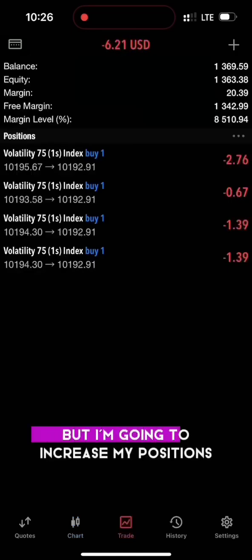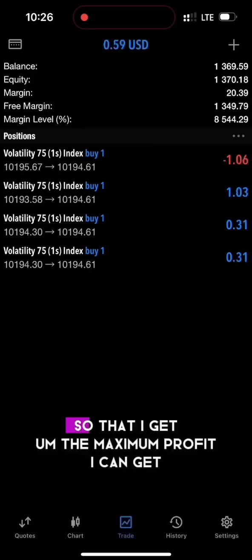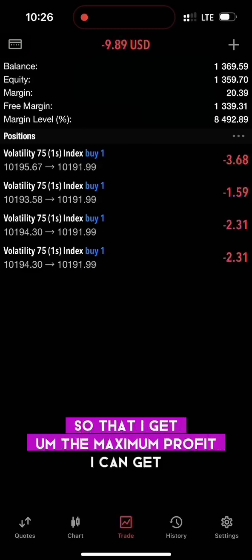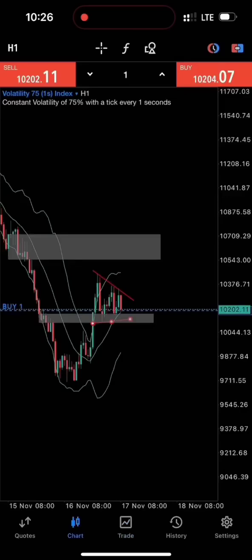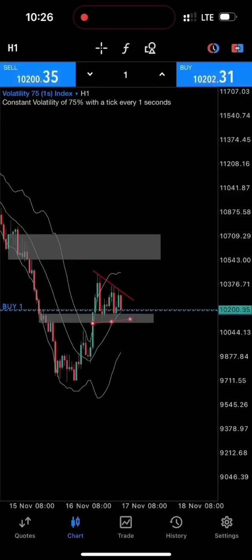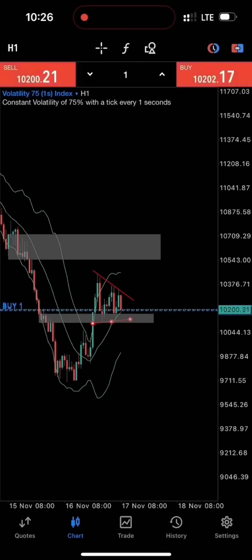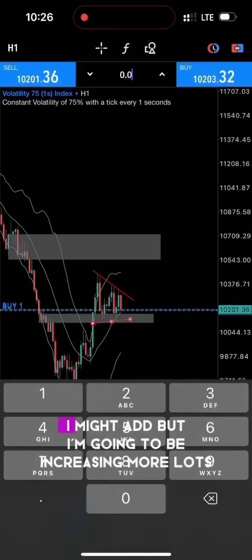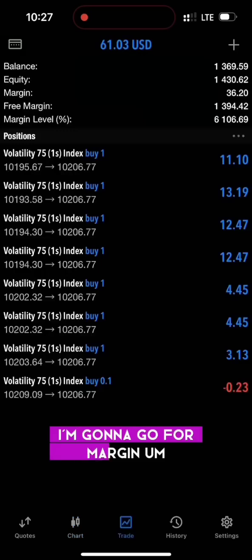It seems okay, but I'm going to increase my positions so that I get the maximum profit I can get. Volatility 75 (1s) seems a bit fast. Am I dead? But I'm going to be increasing more lots. I'm going to go full margin.